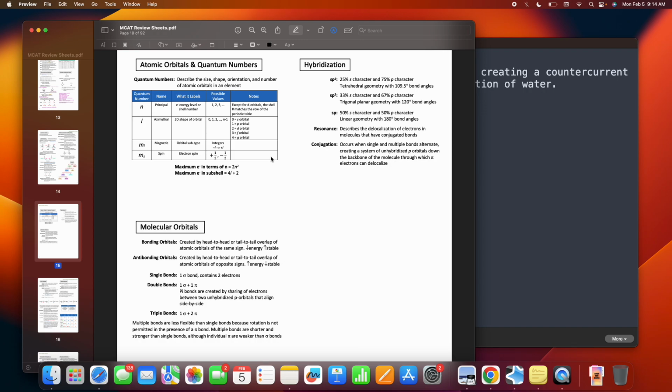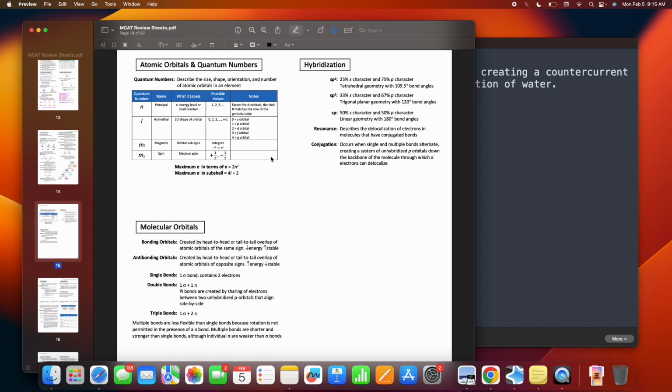And in terms of n, again, we have like 4s, let's say. S is 1, so it's 2 times 1 squared, which is 2.